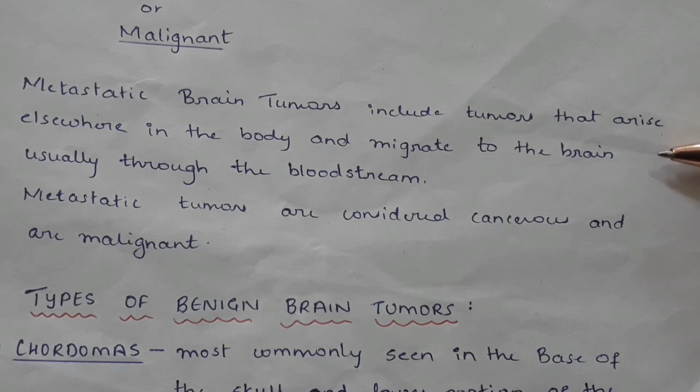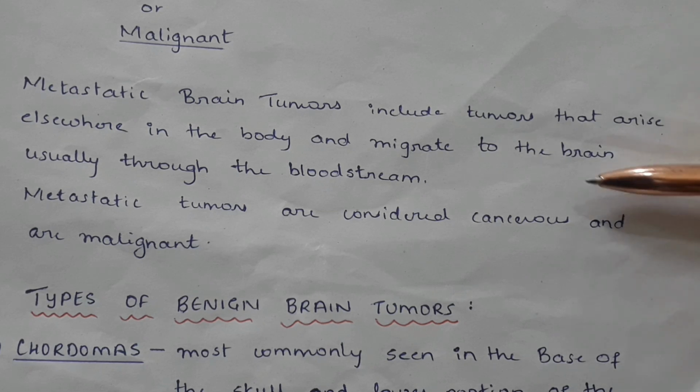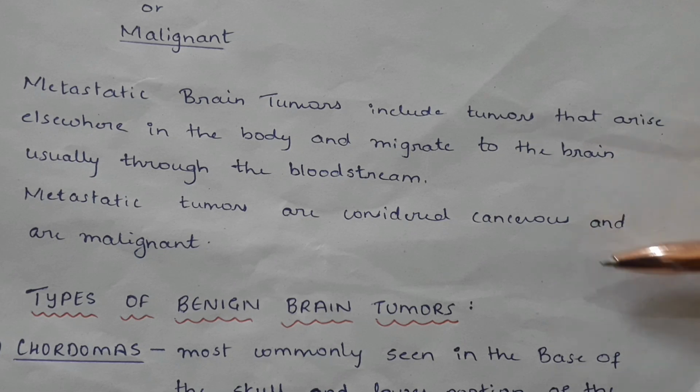Metastatic brain tumors include tumors that arise elsewhere in the body and migrate to the brain, usually through the bloodstream. Metastatic tumors are considered cancerous and are malignant.